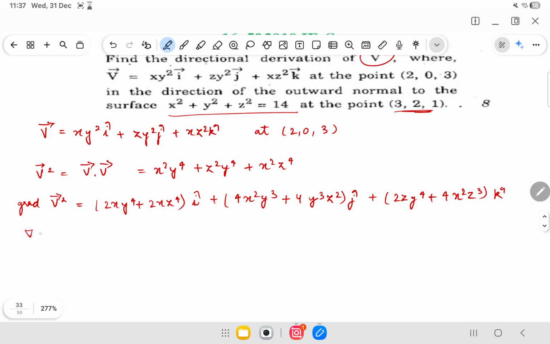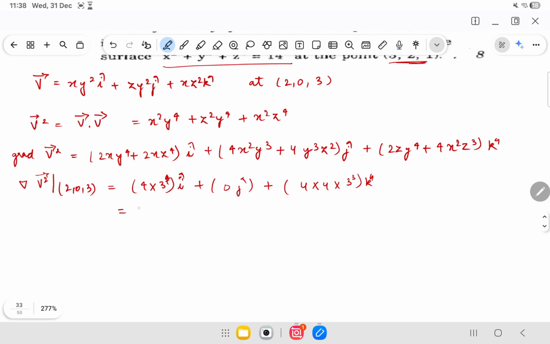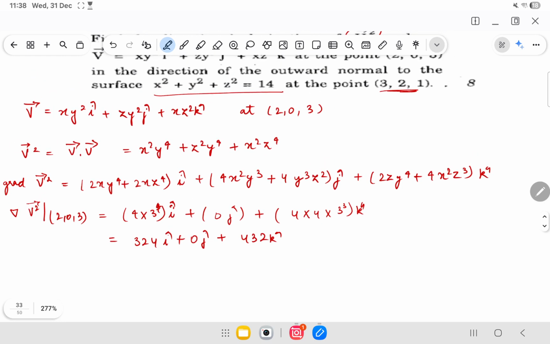and grad v square at this point, that is 2, 0, 3, will be equal to 4 times 3 cube times 3 raised 4 I cap plus 0 j cap plus 4 times 3 cube k cap, which is basically equal to 4 times 81, that is 324 I cap plus 0 j cap plus 432 k cap. Now this is the gradient of v square.